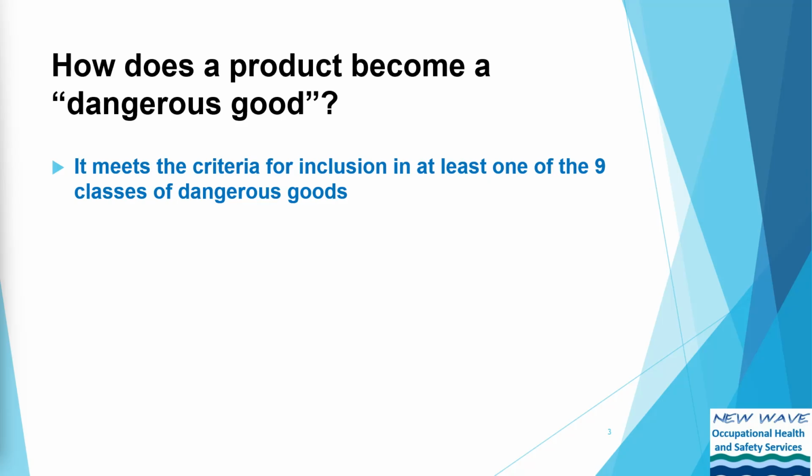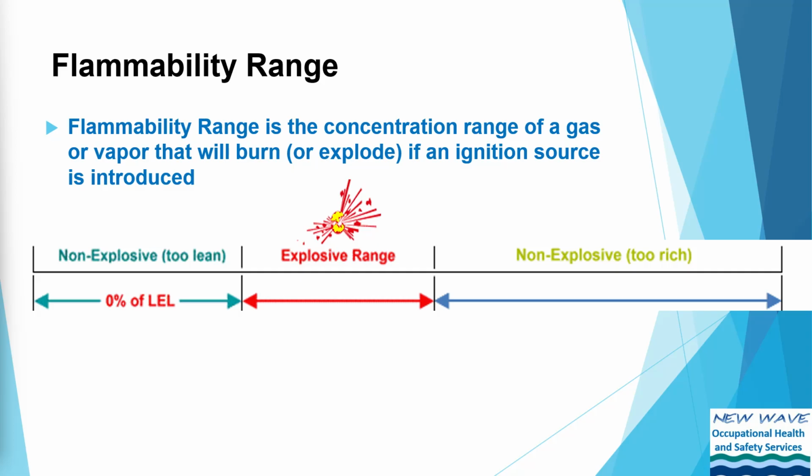But before I explore this statement in more depth, I want to introduce a concept. That is the flammability range. The flammability range is the concentration range of a gas or vapor that will burn or explode if an ignition source like a spark is introduced.